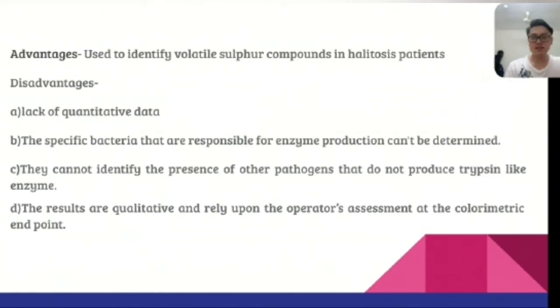So the advantage of PerioScan is that it is used to identify volatile sulfur compounds in halitosis patients. There are 4 disadvantages of this test. First, it has a lack of quantitative data. The specific bacterial agents that are responsible for enzyme production cannot be determined. Besides, it cannot identify the presence of other pathogens that do not produce trypsin-like enzyme. And finally, the results are qualitative and rely upon the operator's assessment at the colorimetric endpoint.